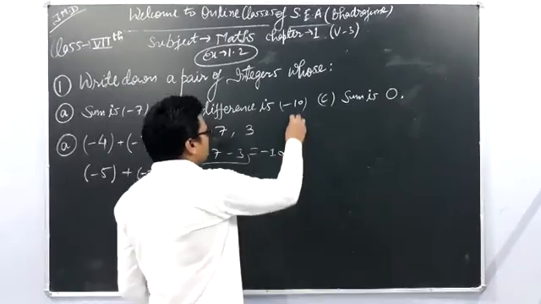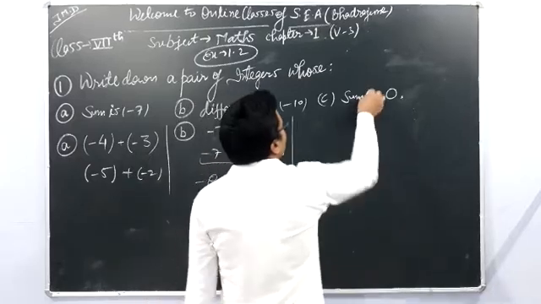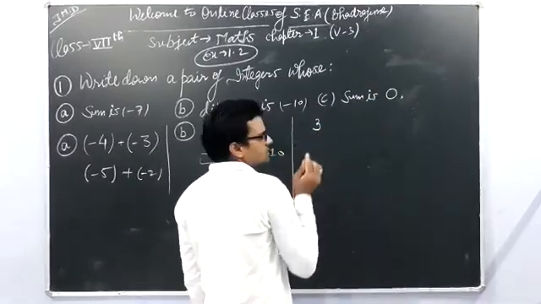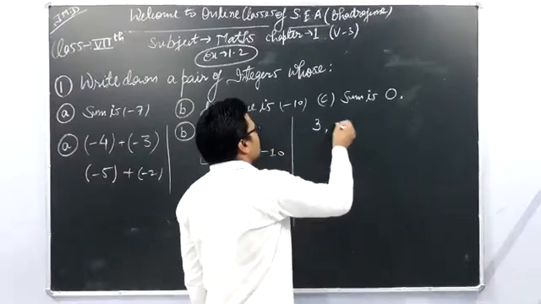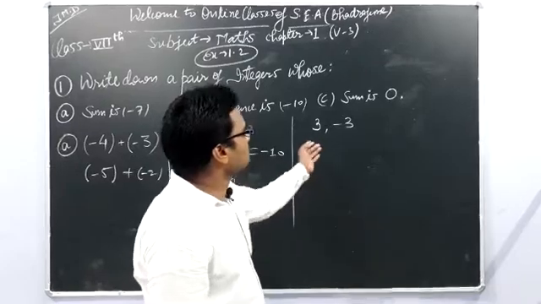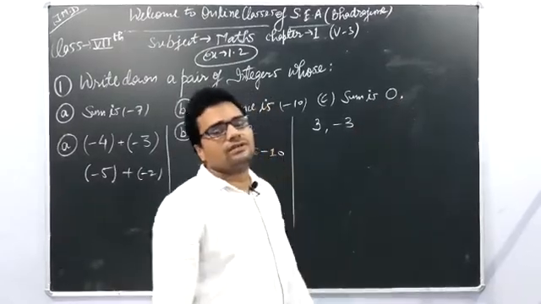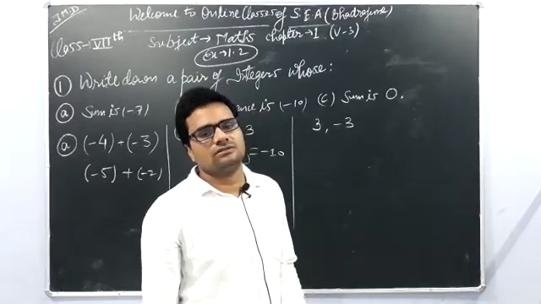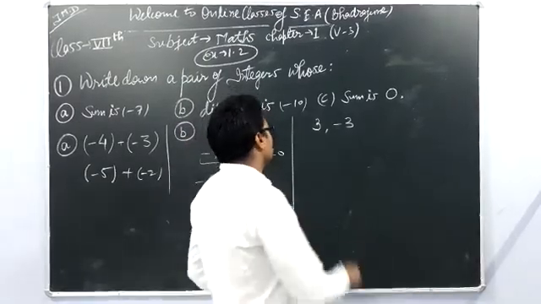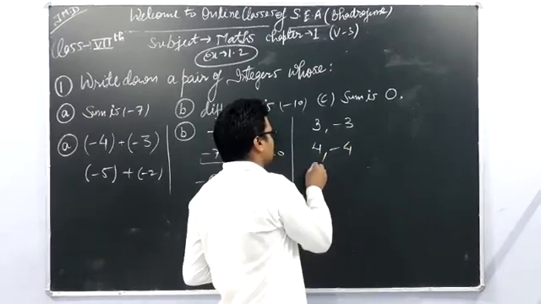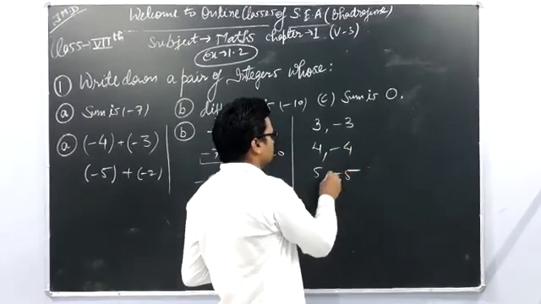Okay, part C is sum is 0. If our first integer is 3, then our next integer will be -3, because here the sum vanishes. Whenever we are getting a 0, we say that the sum is vanishing. If our first integer is 4, then our second integer will be -4. First integer is 5, then second will be -5. Okay.